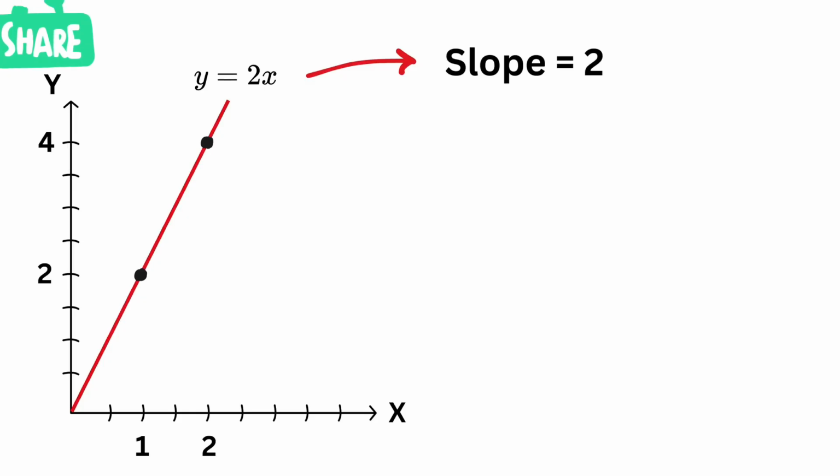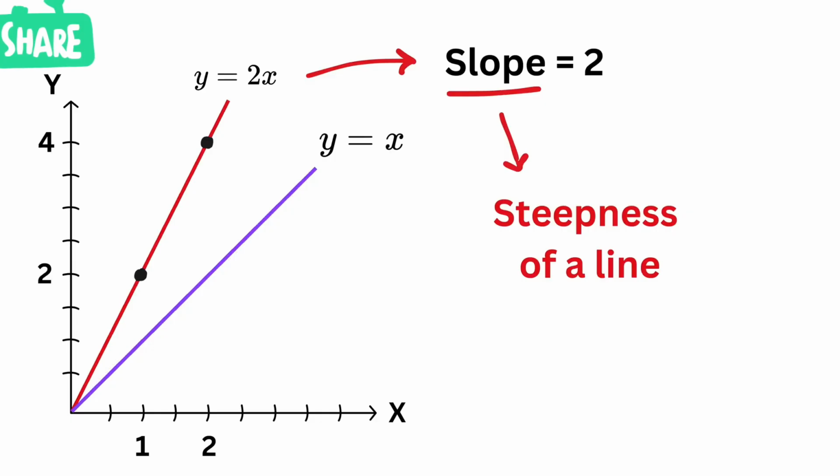Now consider another line, y equals 2 times x. The slope of this line is 2, meaning that for every one step forward in x, y now goes up by 2. In other words, this line is much steeper than the first one. Therefore, slope is like a measure of the line's steepness. It tells us how fast y is changing compared to x.